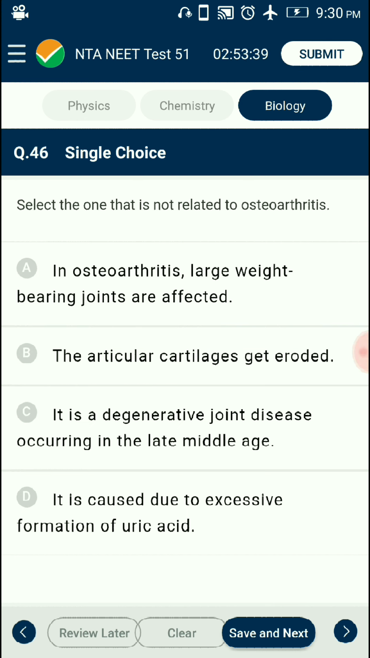Question number 46. Which is not related to osteoarthritis? Gradual decrease in the bone mass can lead to the loss of bone cells at the joints. The outer covering cartilage at the joint is reduced, leading to inflammation and pain, which is called osteoarthritis. This can happen due to age or due to regular wear and tear. Sometimes accumulation of uric acid in joints leads to inflammation. Such inflammation and pain is called gout. So the answer is option D. It is caused due to excessive formation of uric acid.